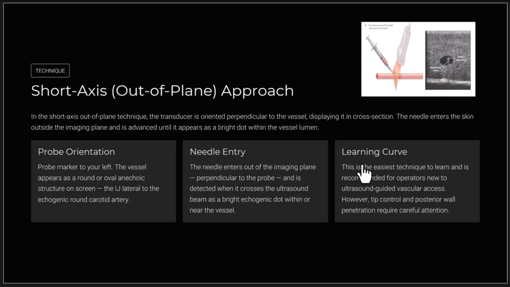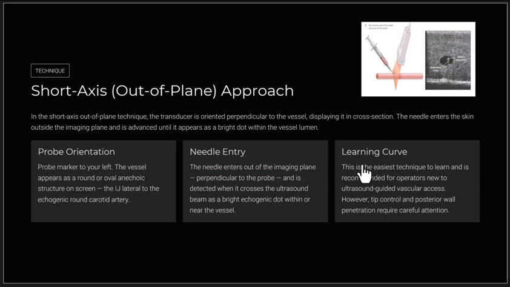So you are short axis to the vessel. So you're going to see the vessel as a circle, which is why it's called a short axis technique. And you are out of plane with the ultrasound beam itself in this technique. So typically you're going to visualize that vessel on the short axis. You're going to keep the probe marker to your left, as we have already discussed. And you're going to see that anechoic round vessel. In this case, we're talking about central venous access. We're going to identify that IJ lateral to the carotid.